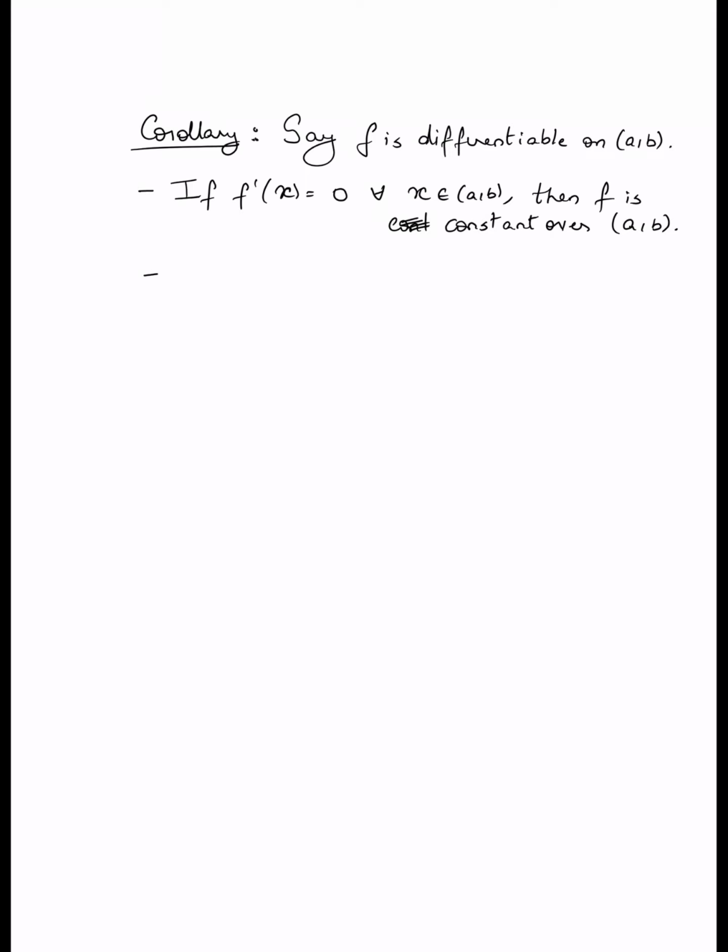Implicit in this is of course that the function is differentiable. If the derivative of f at x is positive for all x in this interval, then f is strictly increasing over (a, b).